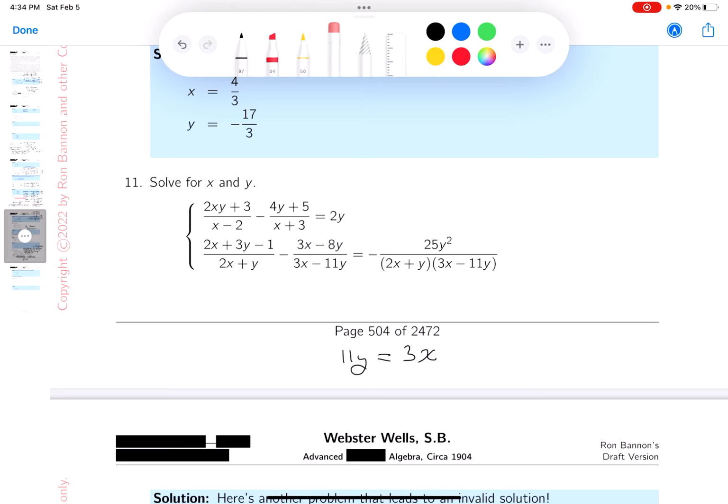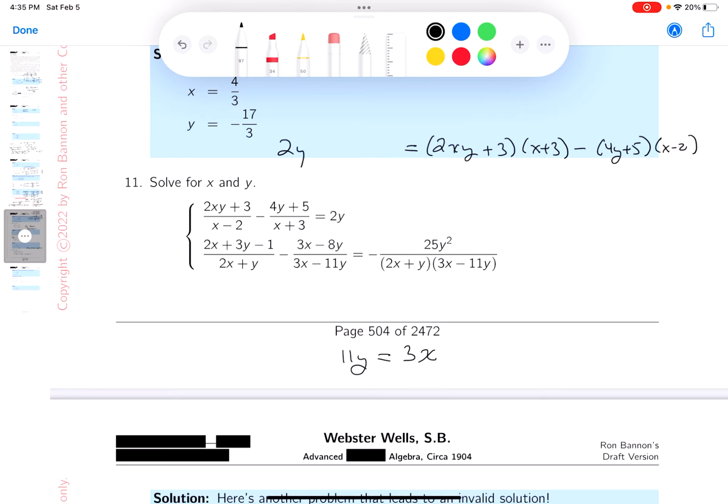I want to look at the first equation, and I'm going to simplify that too, because I don't want to be plugging things in and having a nightmare with this, but let's write this down. So you're going to get, let's see, 2xy plus 3 times x plus 3 minus 4y plus 5 times x minus 2. Well, I'm running out of room, so I'll put it over here. And that's going to be 2y times x minus 2. Whoops, I didn't leave enough room. Sorry about that.